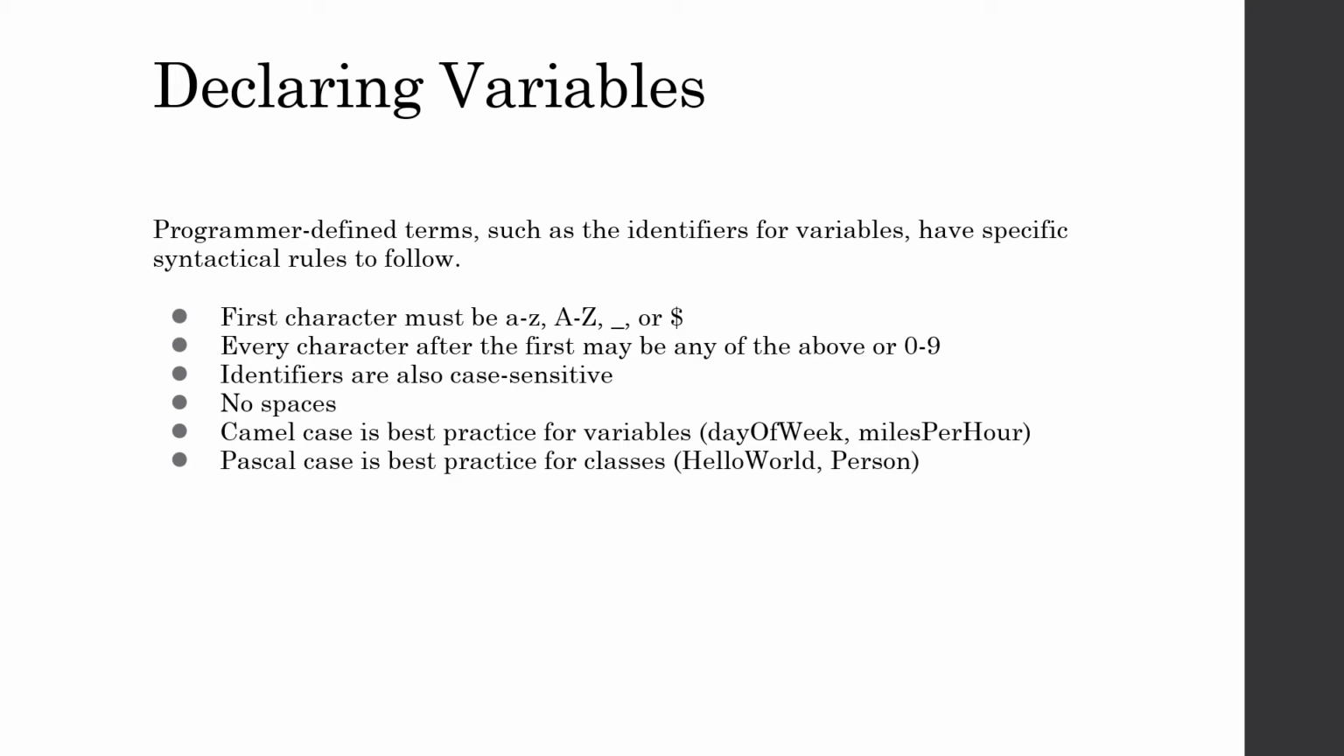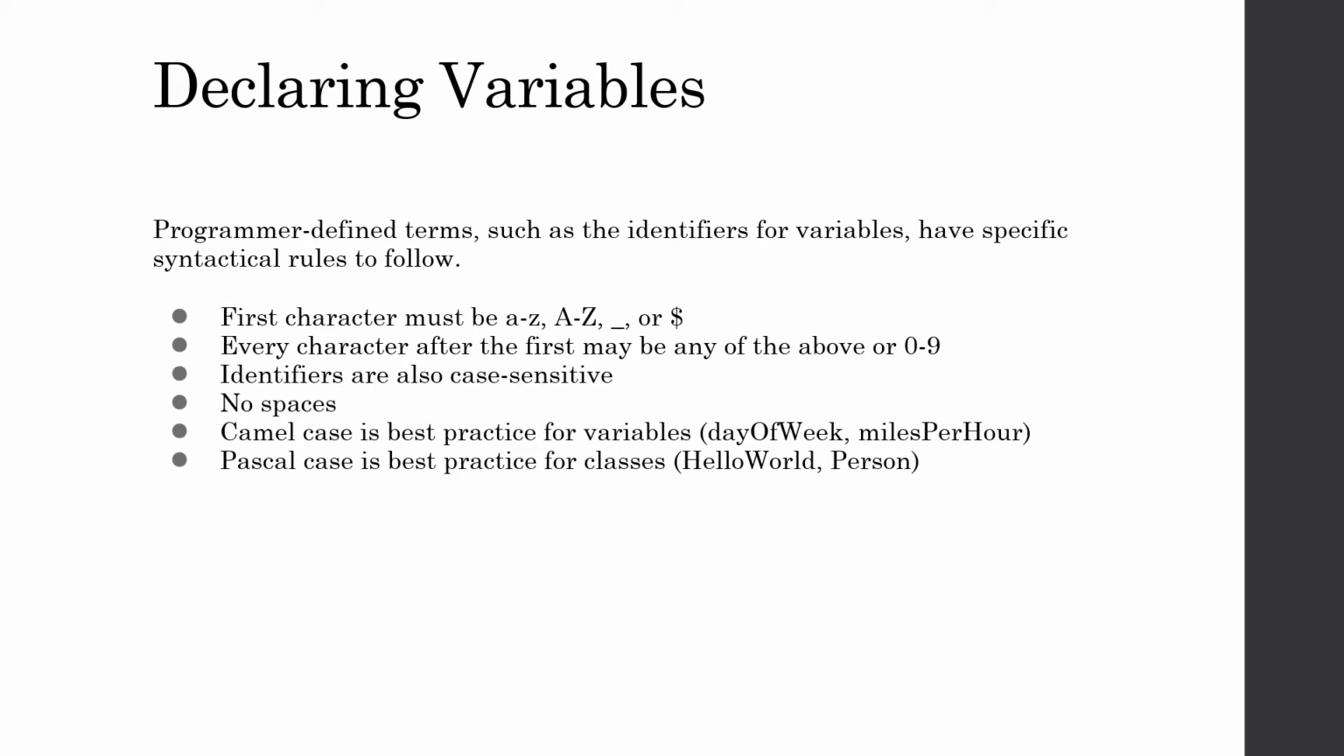So if we see things like day of week or miles per hour as variable names, then the D in day of week is going to be lowercase, but the O and the W will be capitalized. For miles per hour, the M is going to be lowercase, but the P and the H are going to be capitalized. Then there's Pascal case, which is like camel case, except now the very first character will be capitalized.